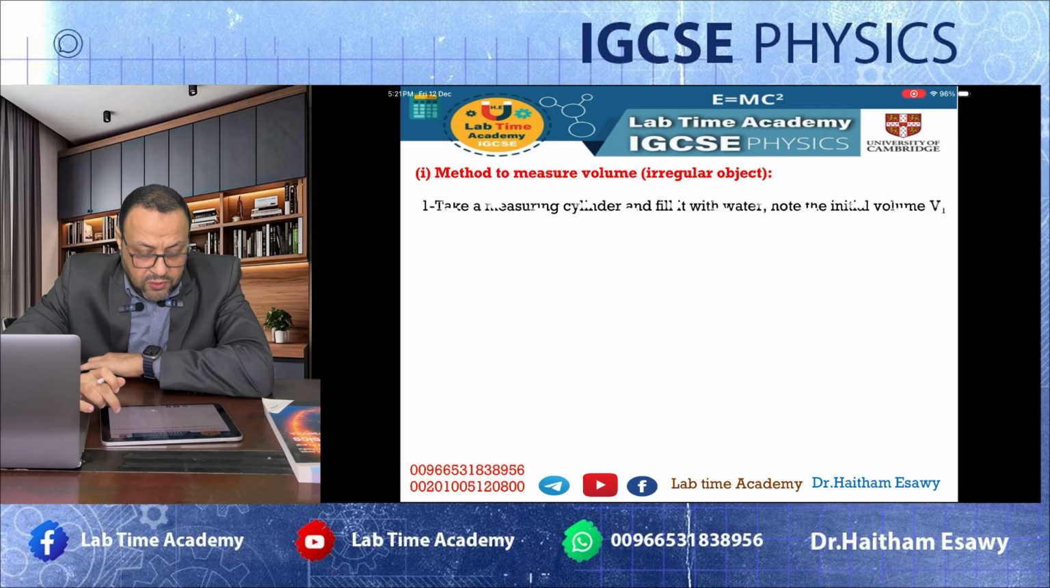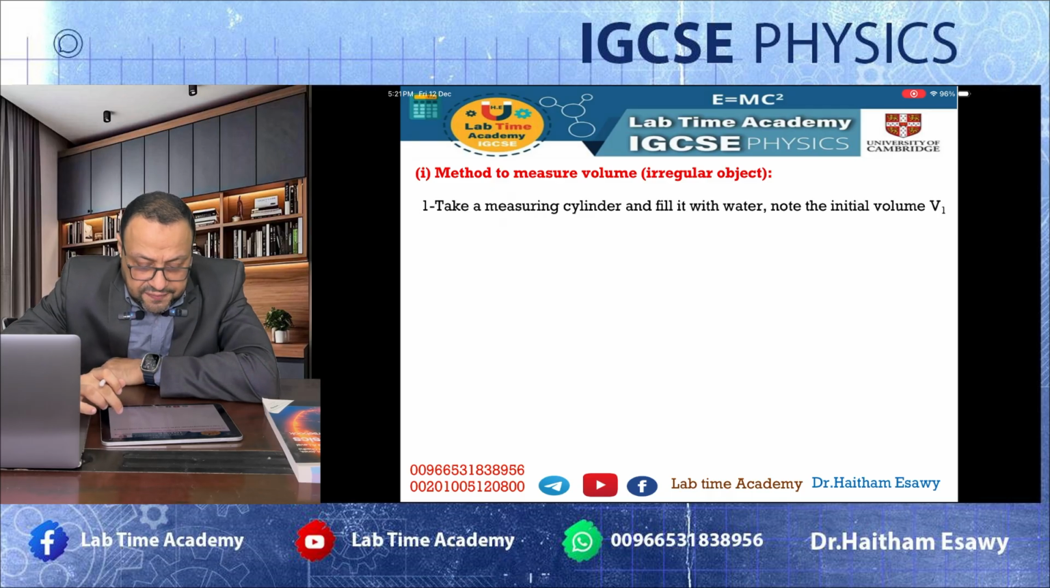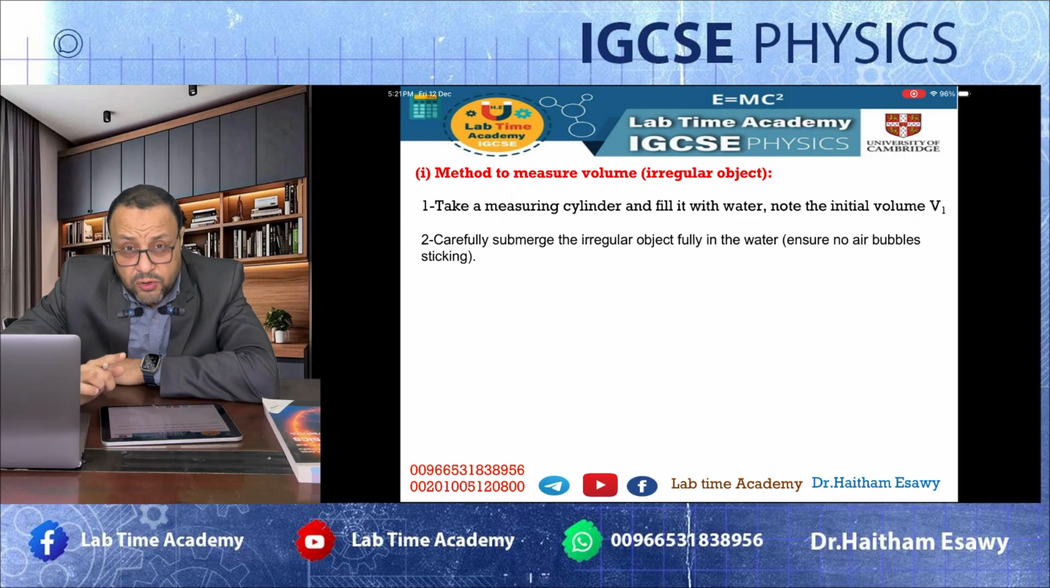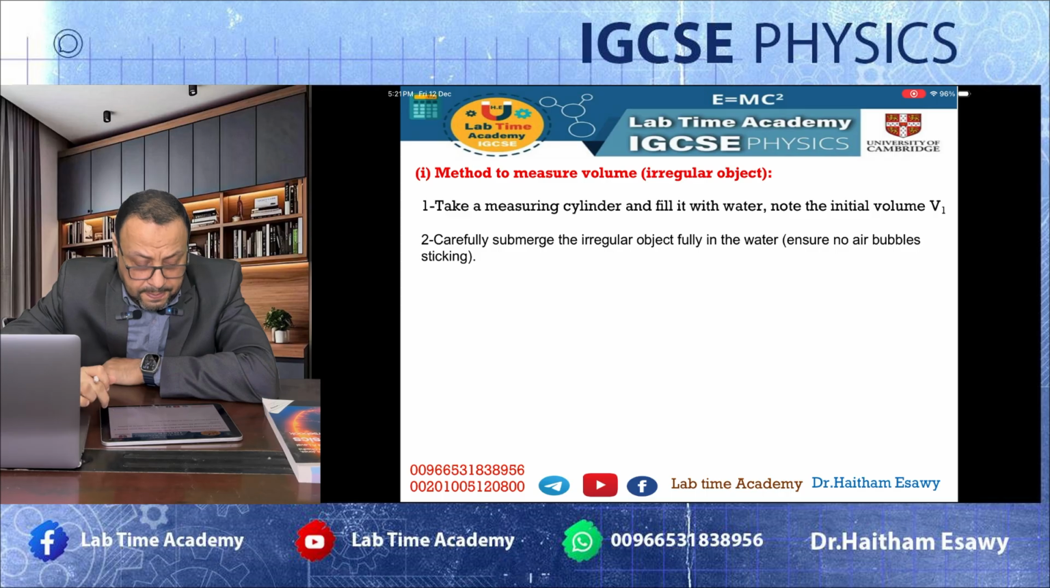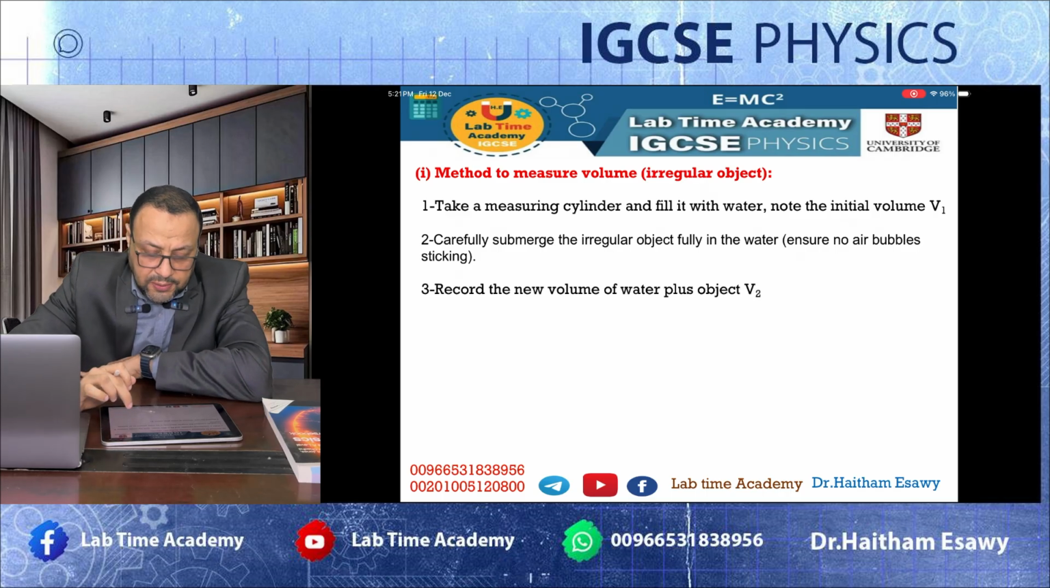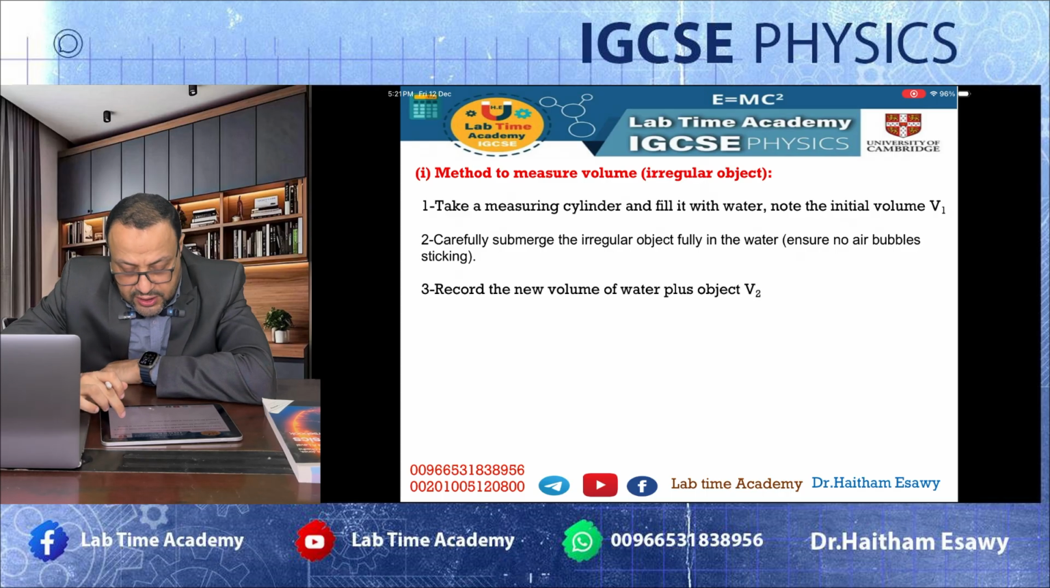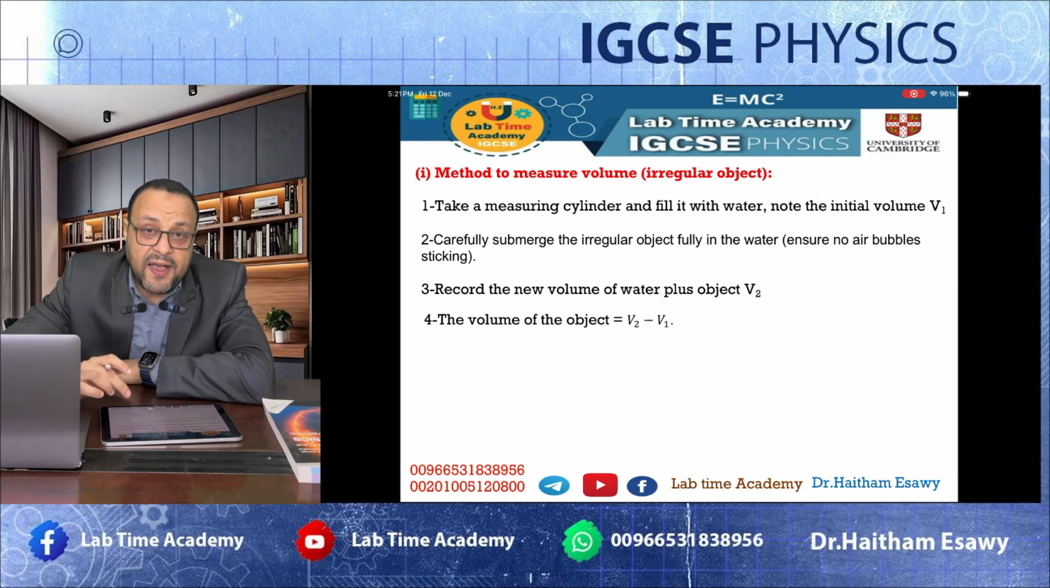So here, 1, take a measuring cylinder and fill it with water. Note the initial volume, which is V1. This is the volume of the water. And then carefully submerge the irregular object fully in the water. Ensure no air bubbles are sticking. It is very important to take care about the air bubbles to get accurate results. Record the new volume of water plus object, V2. And then for the volume of the object, I have to subtract V2 minus V1 as we said.